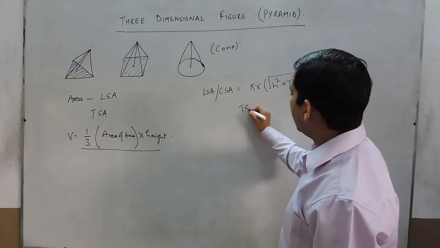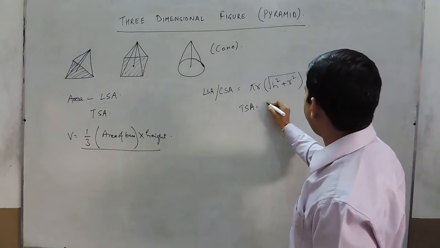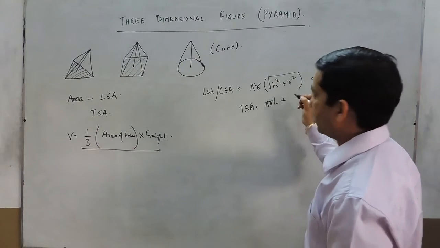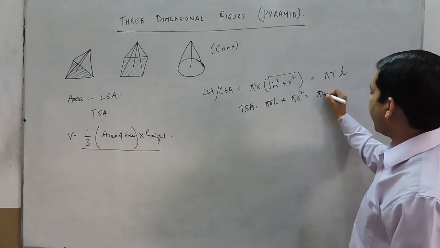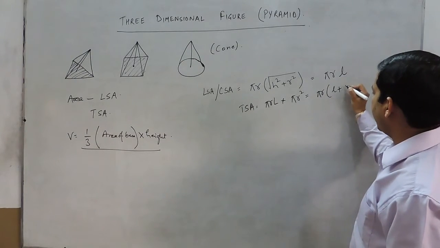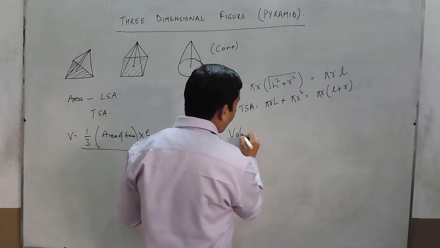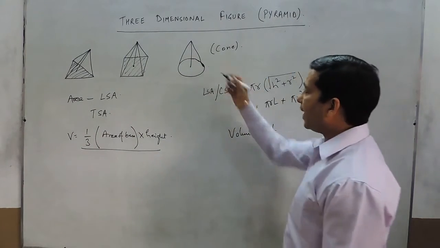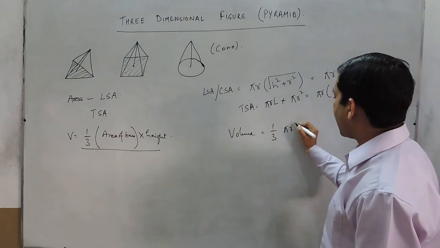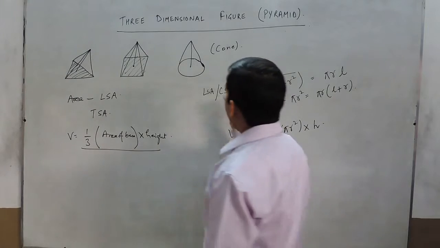When we talk about the total surface area, then this is the lateral surface area pi r L plus the area at the base, that is pi r square. If we take pi r common, it is pi r times L plus r. But when we talk about the volume of this cone, it is 1 upon 3 times the area of the base, which is definitely pi r square, multiplied by height h.